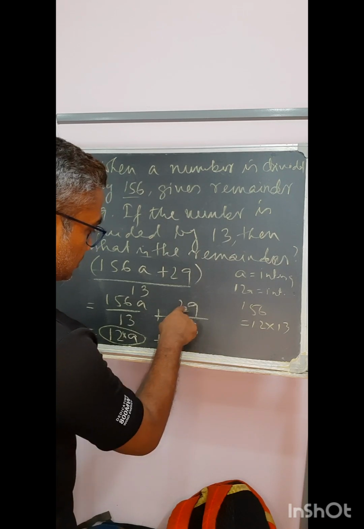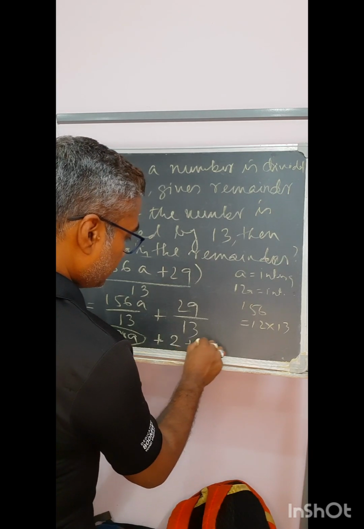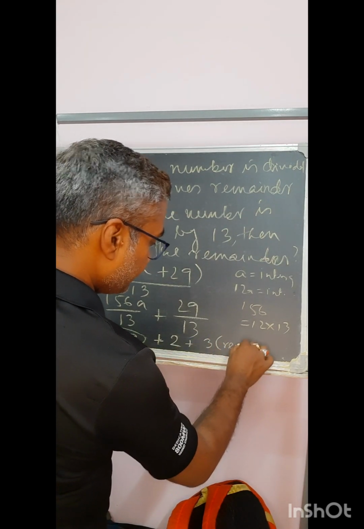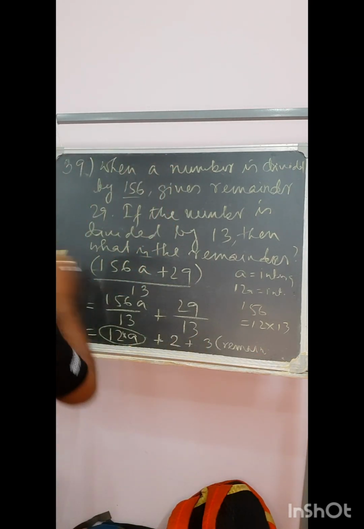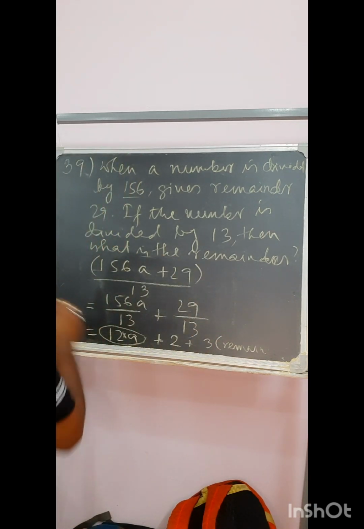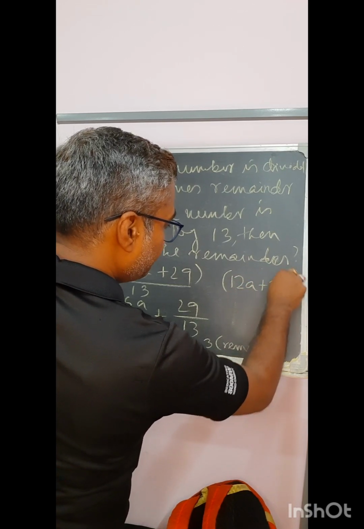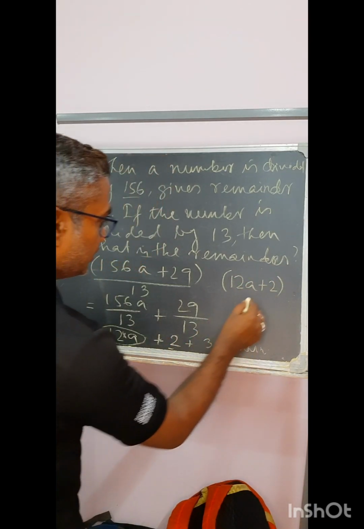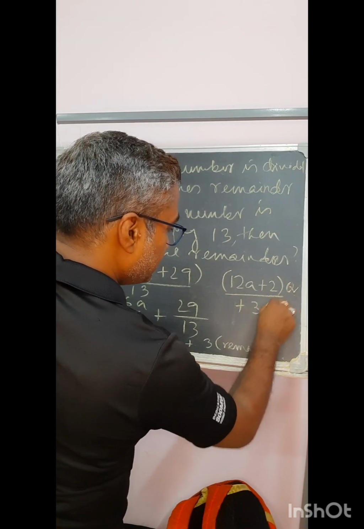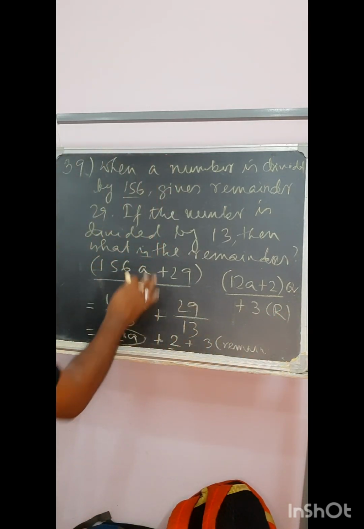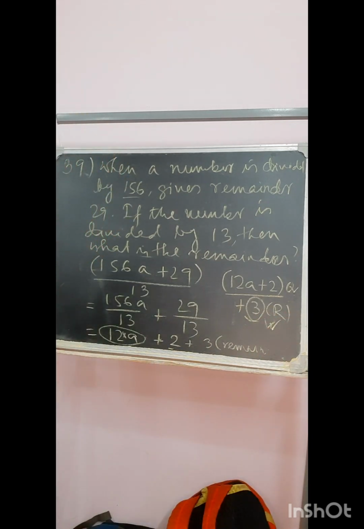Let's try the other number. 29 by 13 will give 2 as a quotient and 3 as a remainder. Now if I finally say what quotient I am getting here, it is 12a plus 2, because 12a is an integer, and 3 as a remainder. So overall I can say that the same number, if divided by 13, will give remainder 3. This will be my answer.